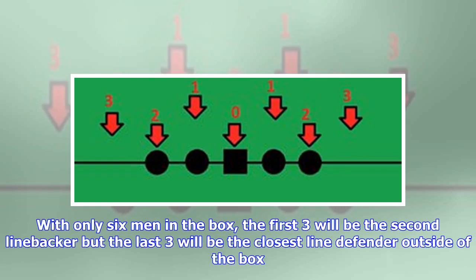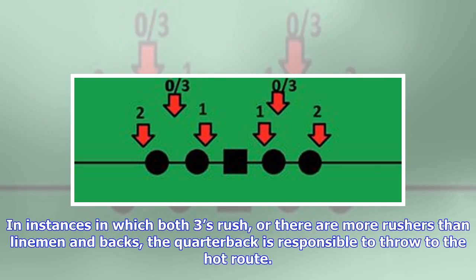With only 6 men in the box, the first 3 will be the second linebacker, but the last 3 will be the closest defender outside of the box. In instances in which both 3s rush, or there are more rushers than linemen and backs, the quarterback is responsible to throw to the hot route.